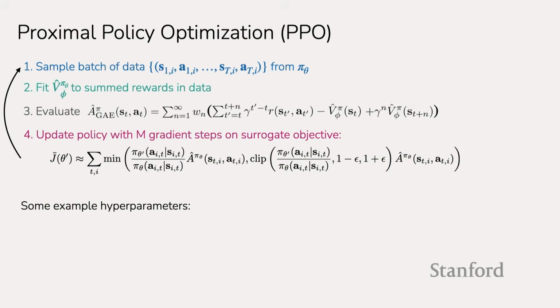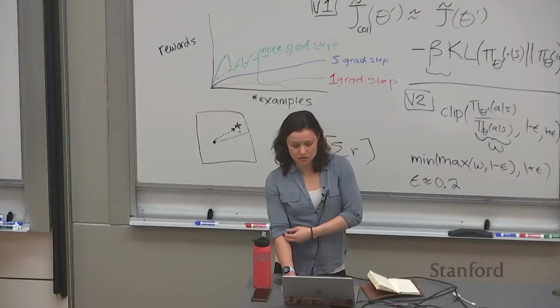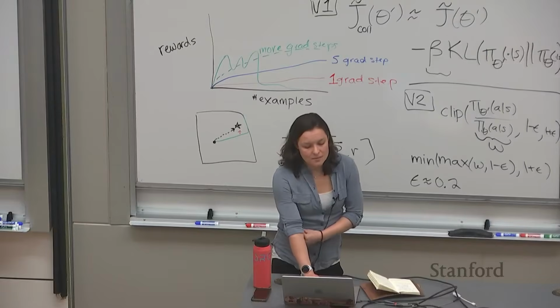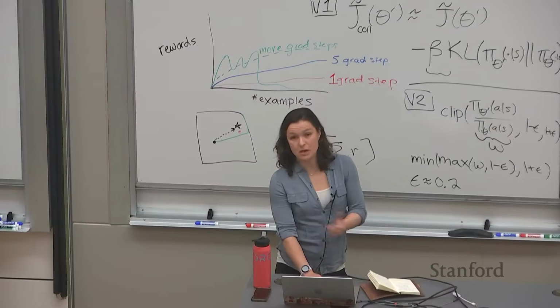In order to get a rough sense of what this looks like, here are some example hyperparameters. Now, generally hyperparameters are something that you would tune per domain. So these are not necessarily my recommended hyperparameters, but just to give a rough sense of what this looks like. The batch of data might have around 2,000 time steps in it. So if you have a long horizon problem that has 1,000 time steps, this might actually be only a couple trajectories.